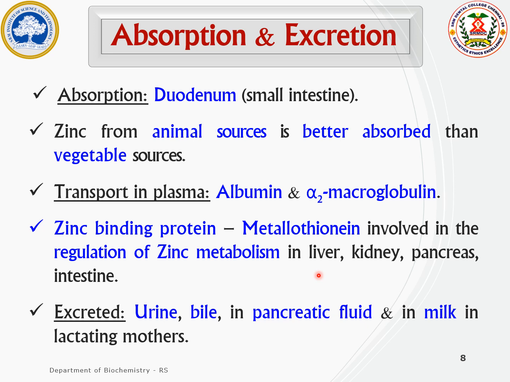There it binds to metallothionein, which is a zinc binding protein involved in the regulation of zinc metabolism. The excess zinc gets excreted in the urine, bile, pancreatic fluid and also in the milk in lactating mothers. That's why the colostrum contains the highest concentration of zinc.